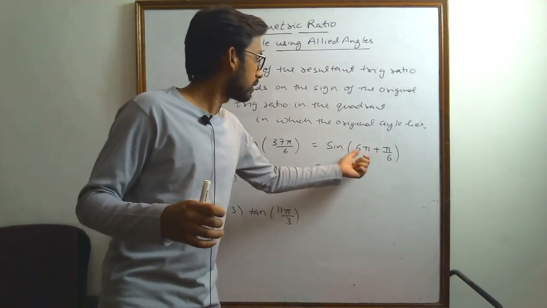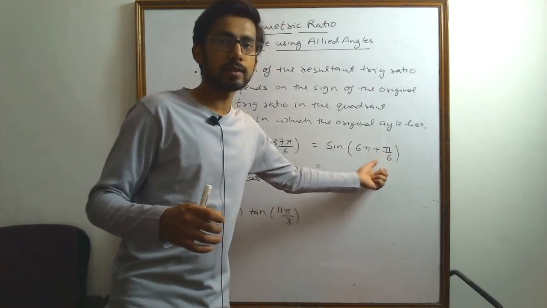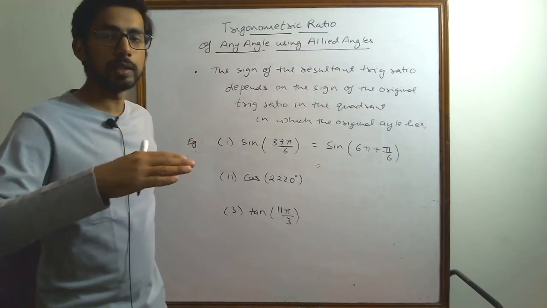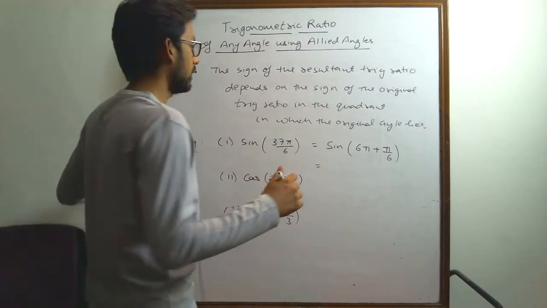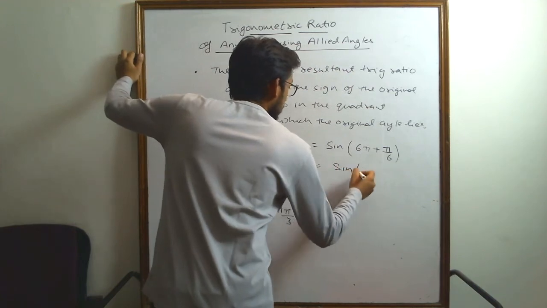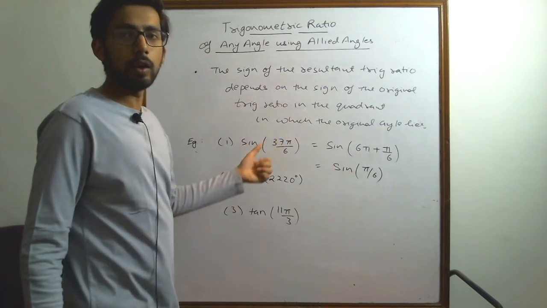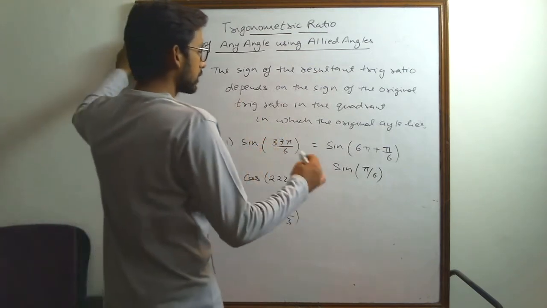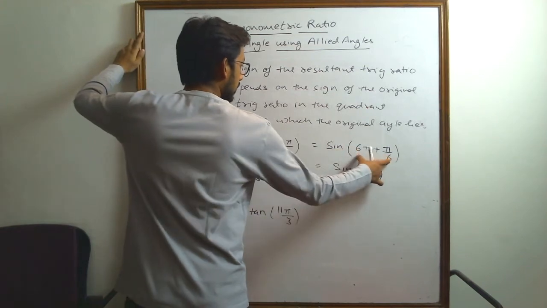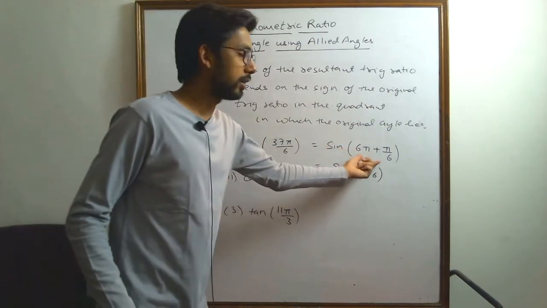That means this is m pi plus minus plus pi by 6. So this angle is a multiple of pi plus pi by 6, right? So the trigonometric ratio remains the same. So we'll write sine of pi by 6. Now the sign of this trigonometric ratio, whether it is positive or negative, depends on the original trigonometric ratio and the quadrant in which this angle lies.